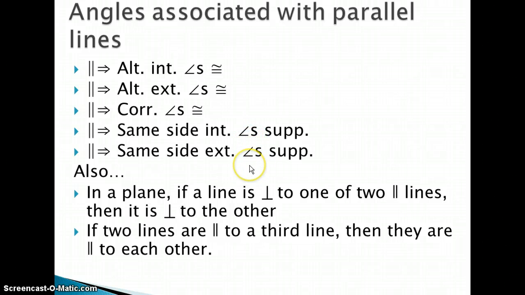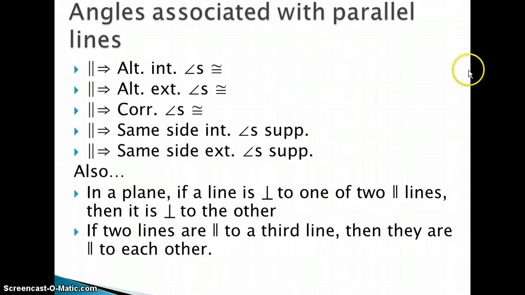We had a theorem in the last section that talked about if two lines were perpendicular to the same line, then they were parallel. Now we have the reverse. It says in a plane, so all of our lines are in the same flat surface, if a line is perpendicular to one of two parallel lines, then it's got to be perpendicular to the other one as well.